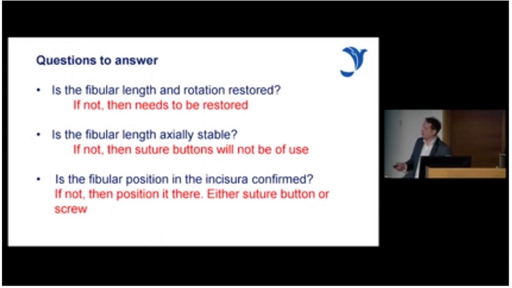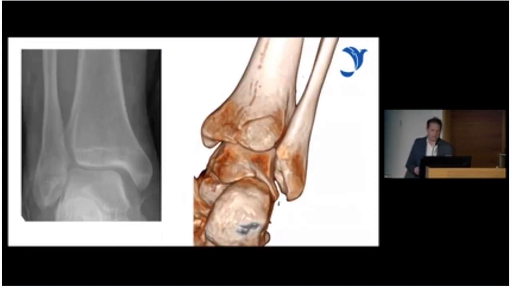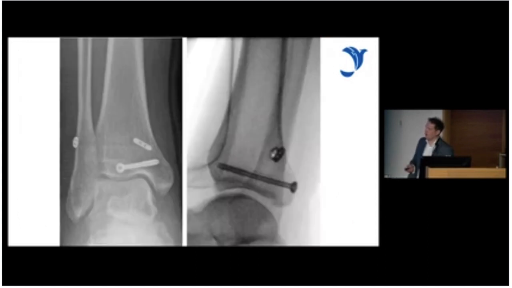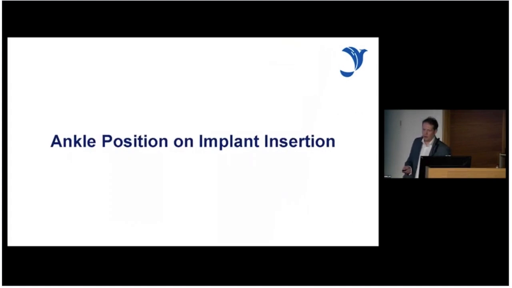Is the position of the fibula in the incisura confirmed? If not, then position it there. Then you can use either. The typical example here is a Maisonneuve fracture with a posterior malleolus fracture. By bringing this down in the right position, you're going to get length, and then all you're doing is correcting rotation. As you see, one screw at the back, and we've got this to control rotation. Very simple fixation, but it works very well.